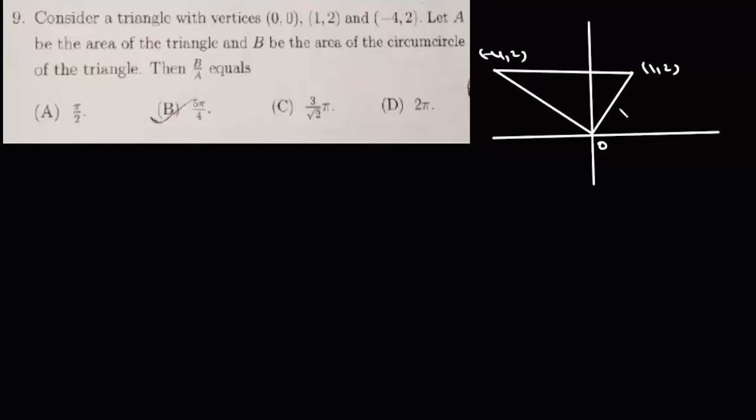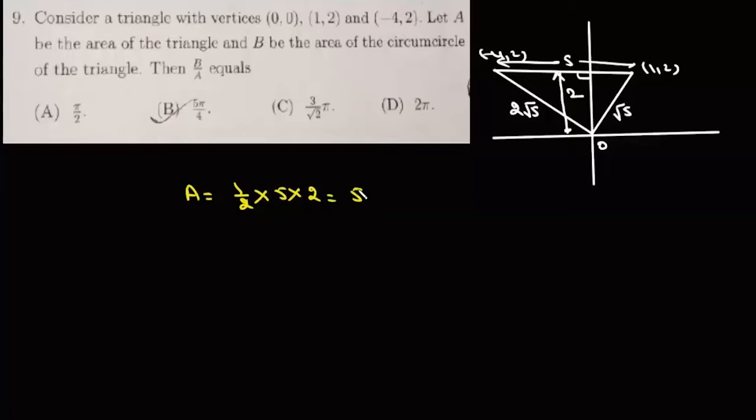Now we'll write the three lengths. Now this length is under root 5. Now this is 16 and 4, 20, which is 2 root 5, and this length here is 1 minus minus 4, 5. And since this line is parallel to the x-axis, this distance is 2 units. Now we can simply write the area of this triangle. Area of this triangle is half, and base is 5 and height is 2.